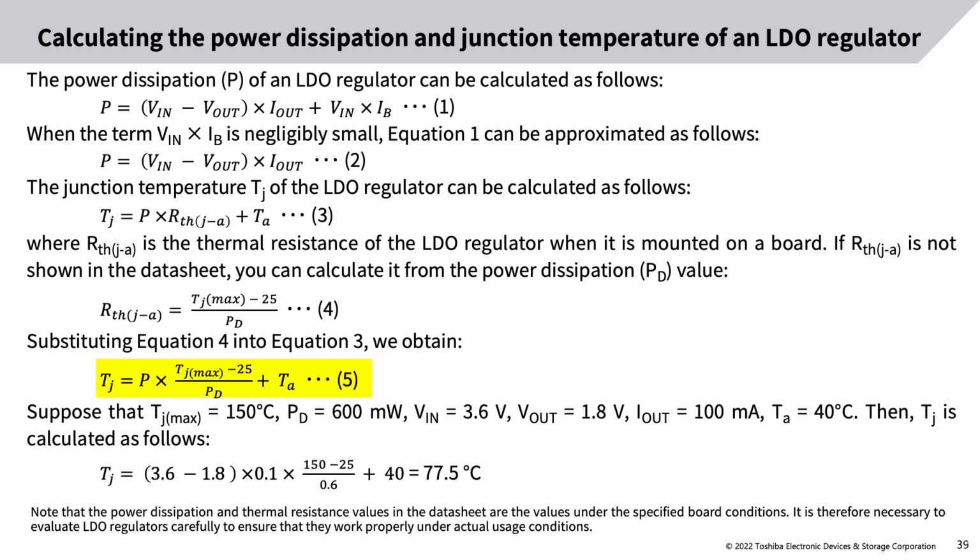Substituting equation 4 into equation 3, we obtain the following. Suppose that Tj max equals 150 degrees Celsius, PD equals 600 milliwatts, Vin equals 3.6 volts, Vout equals 1.8 volts, Iout equals 100 milliamps, and Ta equals 40 degrees Celsius. Then, Tj is calculated as follows. Note that the power dissipation and thermal resistance values in the datasheet are the values under the specified board conditions. It is therefore necessary to evaluate LDO regulators carefully to ensure that they work properly under actual usage conditions.